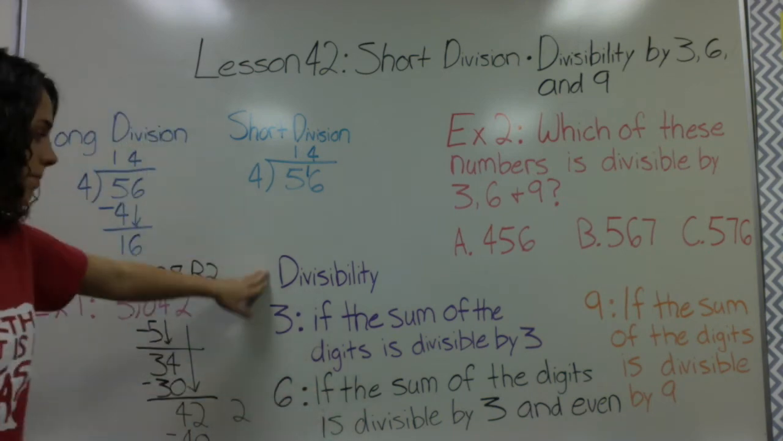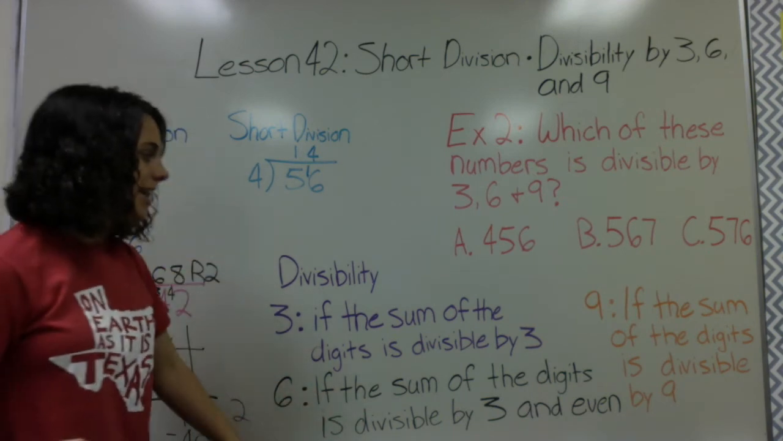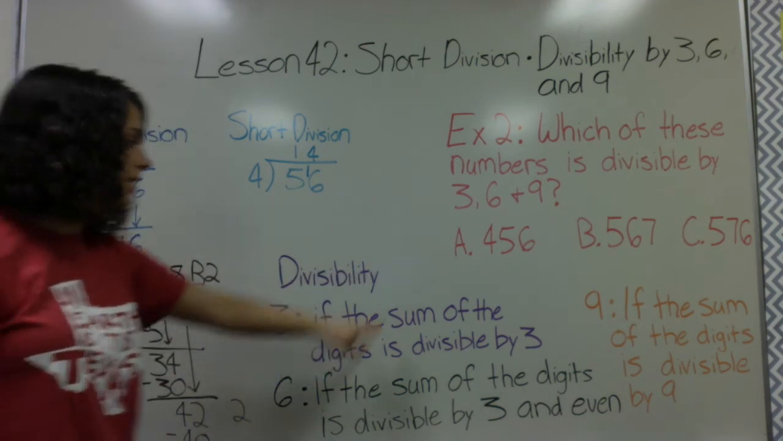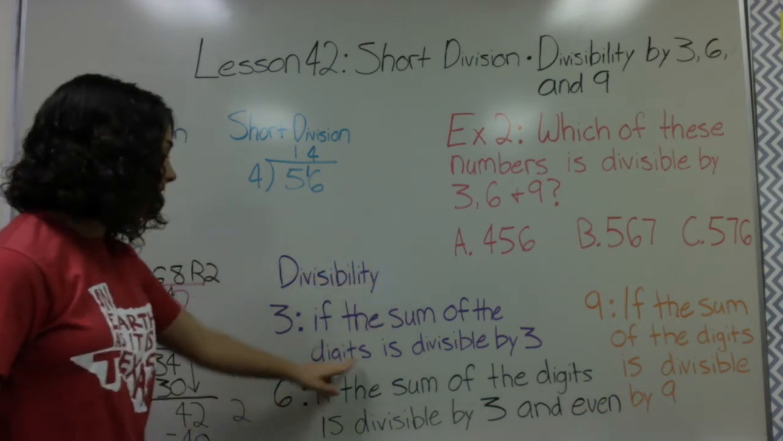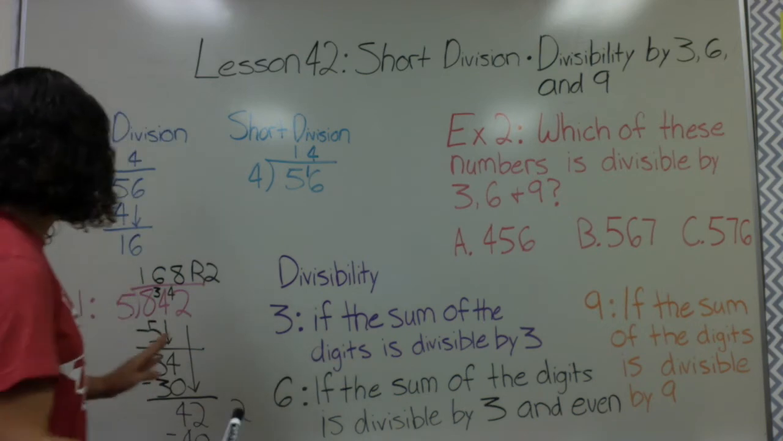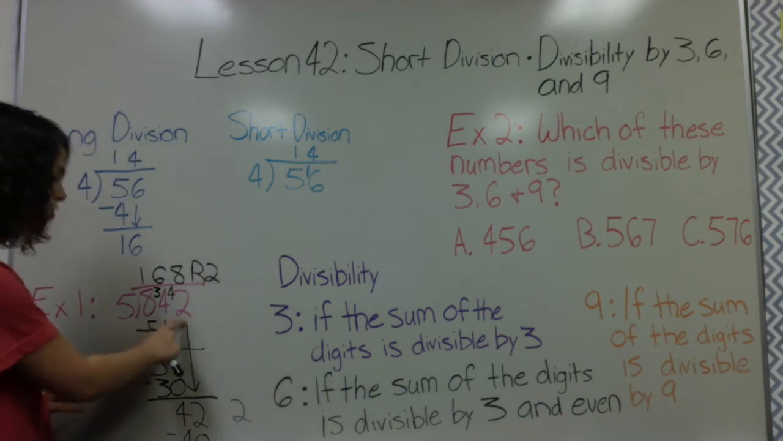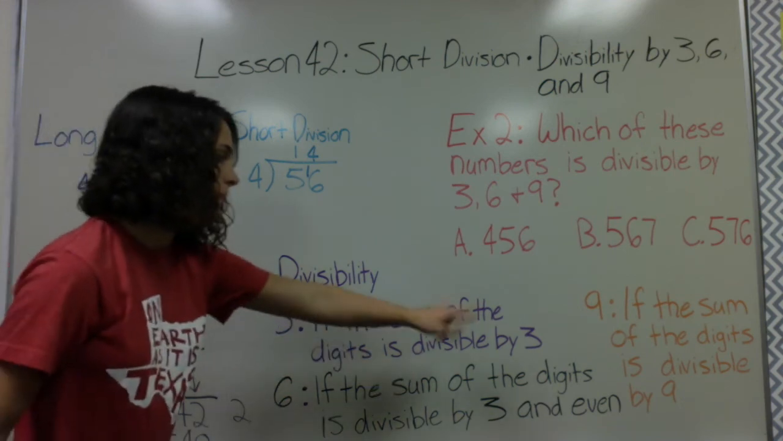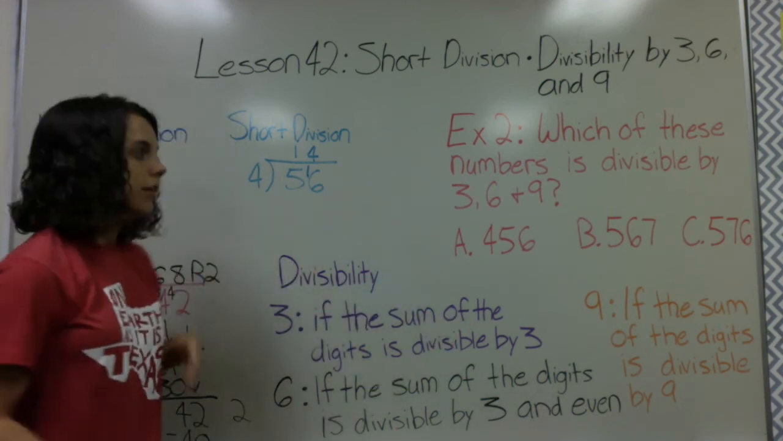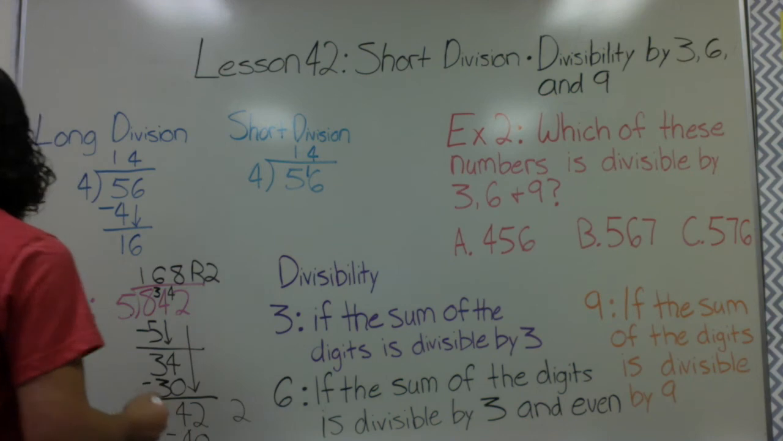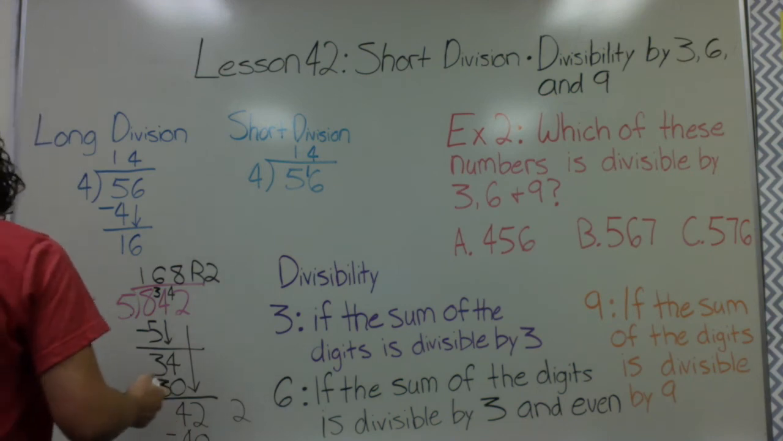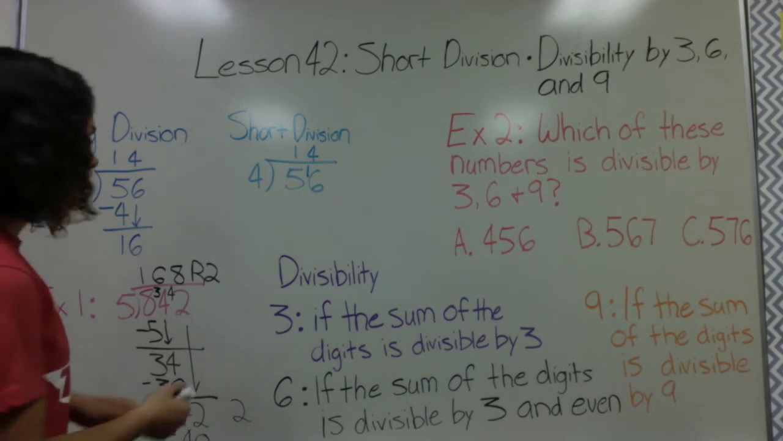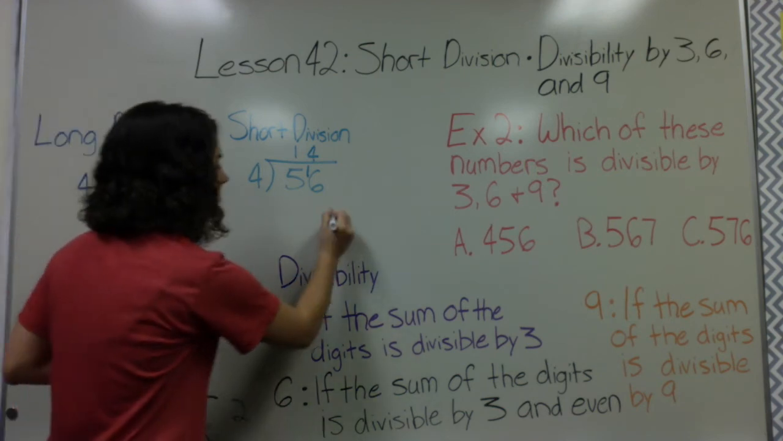So we're going to learn divisibility rules for 3, 6, and 9. So for 3, if the sum, meaning sum is addition, of the digits, so if I were to add, for example, 8 plus 4 plus 2, that's the sum of these digits, is divisible by 3. So a good example would be 438. Let's just write that down and try that for now.